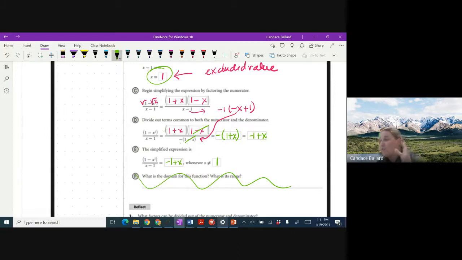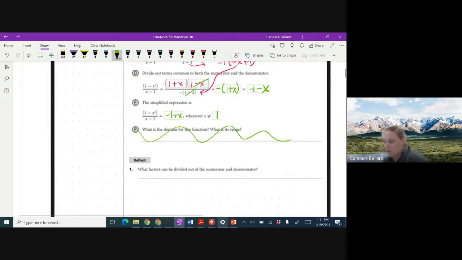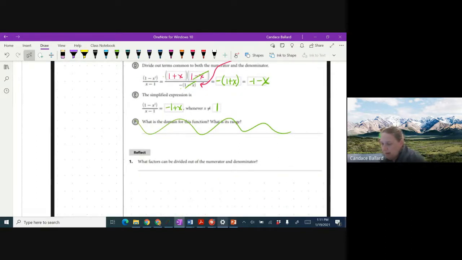So we're going to speak about simplifying today. We're going to eventually work this into solving, okay? And that's where our excluded values are definitely going to pop up more, when we go to solving. All right, what factors can be divided out of the numerator and denominator? So in general, what factors can be divided out of the numerator and denominator?